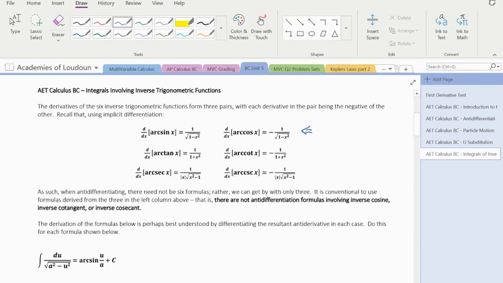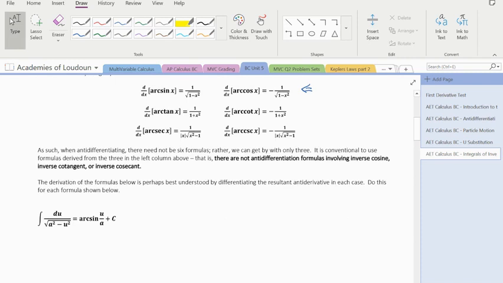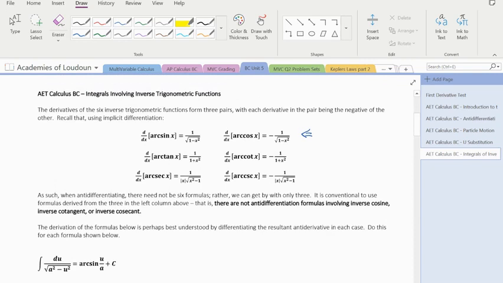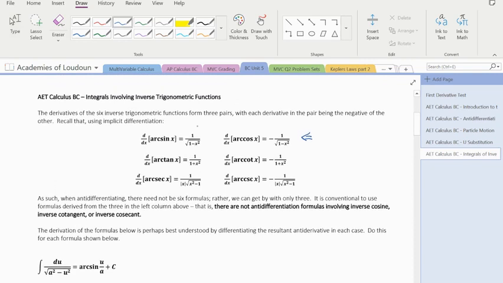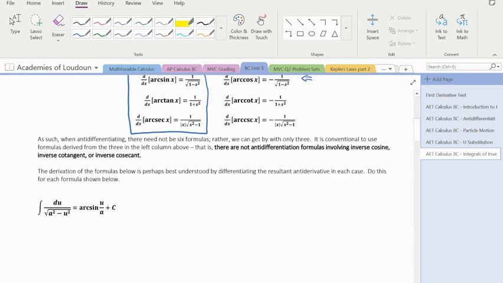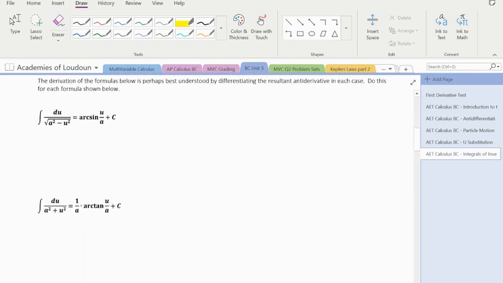We also found these derivatives using implicit differentiation, and you can go back to that video if you need a refresher. As such, when you're anti-differentiating, there's not going to be 6 formulas. Rather, we can get by with only 3. Convention says that we're going to use the positive forms of the antiderivatives, which means that there are no anti-differentiation formulas involving inverse cosine, inverse cotangent, and inverse cosecant. The derivation of the formulas that we find are best understood by differentiating the resultant antiderivative in each case.